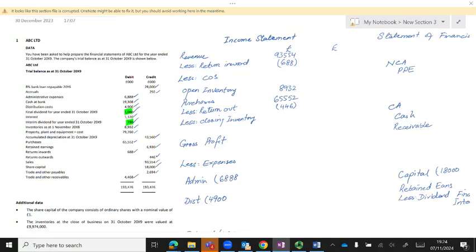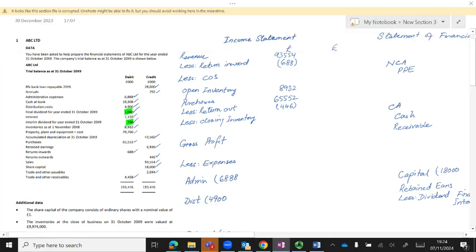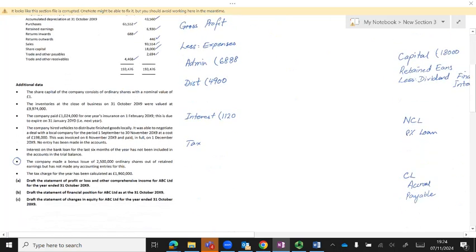Now, dealing with the adjustments, I am going to change the color so that you can see where the adjustments are recorded. It tells me that the share capital of the company consists of ordinary shares with a nominal value of £1. So each share is for £1.